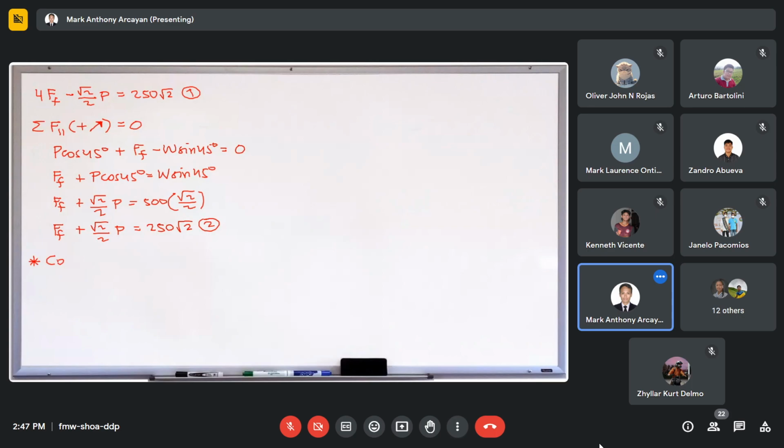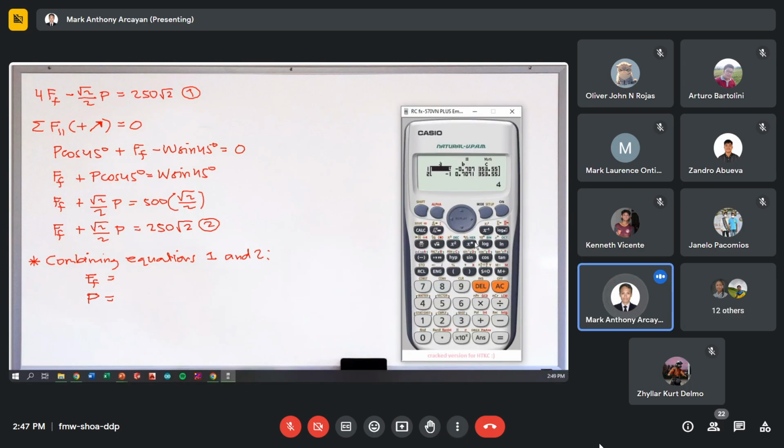Next, combining equations 1 and 2 using your calculator, you can get the values of the frictional force and force P. So, let's go back. Equation 1 seems to be the same. Equation 1 is the same, only equation 2 changes. So, here, instead of negative 1, it is positive. So, input 1. Then, this one did not change. So, we get the new value of the frictional force.